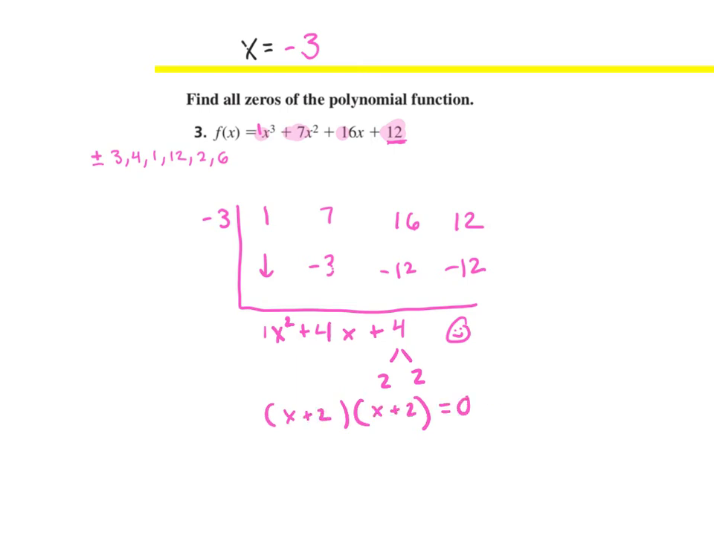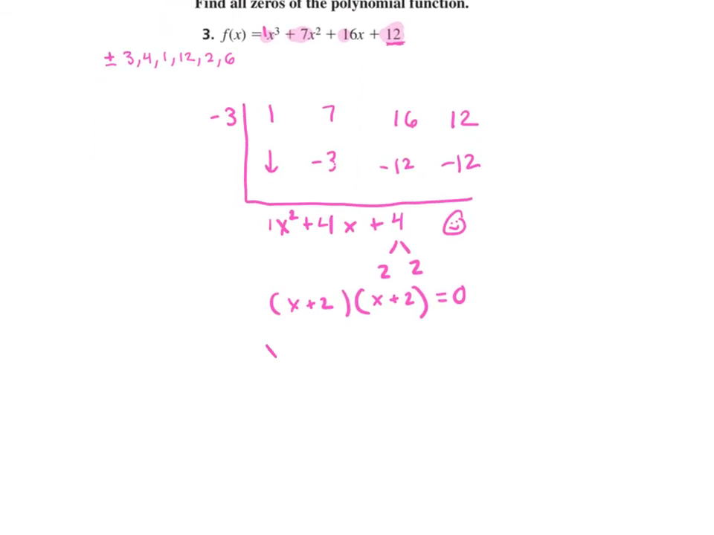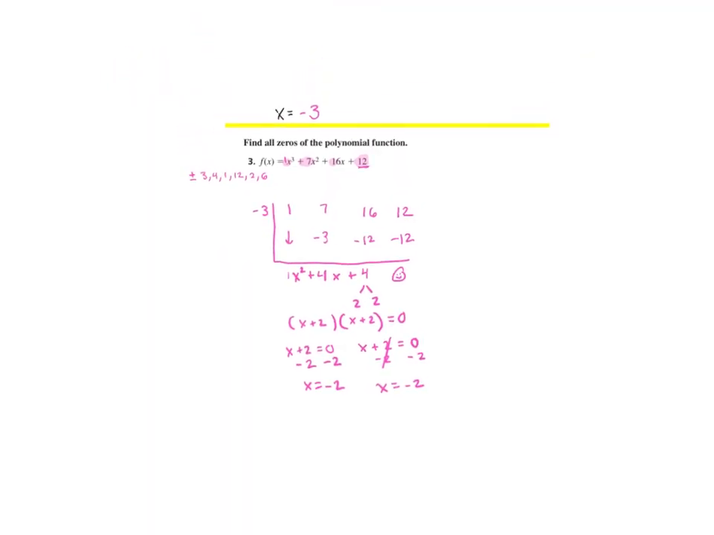We need to set them both equal to 0. So x plus 2 is equal to 0. How do we solve? Subtract 2 on both sides, so x is equal to negative 2. The other one's exactly the same. Subtract 2 on both sides, so x is equal to negative 2. So negative 2 and negative 2.